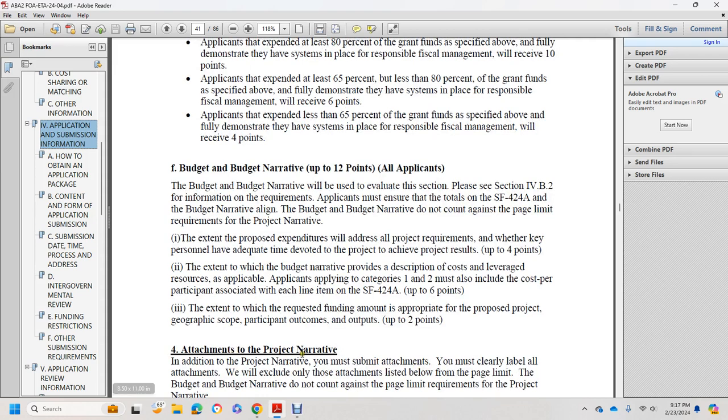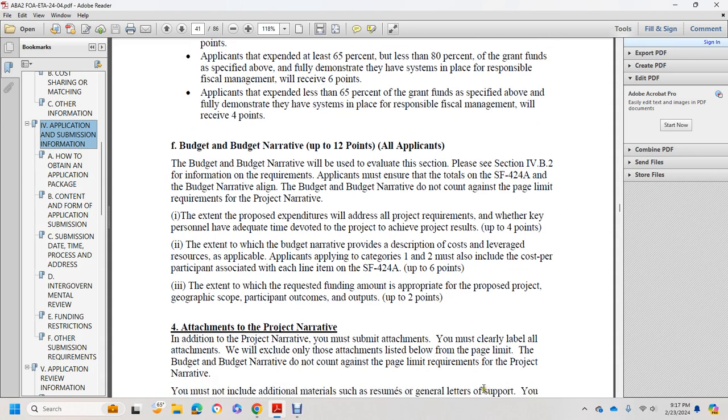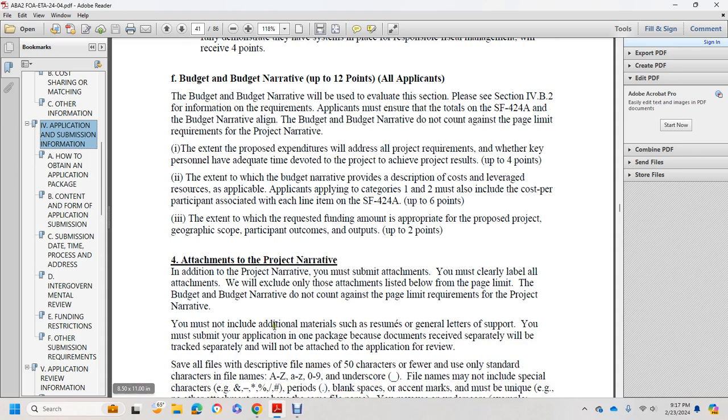4. Attachments to the project narrative. In addition to the project narrative, you must submit attachments. Attachments must be clearly labeled, and only the attachments listed below are excluded from the page limit. Budget and budget narrative do not count against the page limit requirements for the project narrative. Do not include additional materials such as resumes or general letters of support.